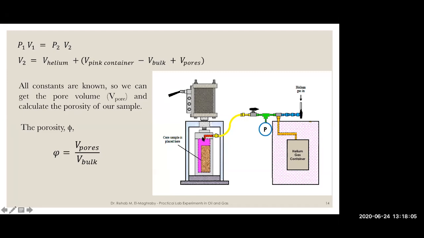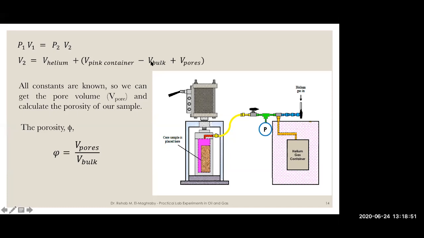The pink one is equal to the volume of this container, take away the bulk volume of the core, plus the pore volume, because the helium will expand in this pink shaded space and also through the pore volume inside the core. So after the gas expands, the helium will occupy the helium gas container, which is V helium, plus the pink container, all the volume, take away the bulk volume of the core plus the pore volume. So you know the volume of the helium container, which is V1. The volume of the pink container is also already given.